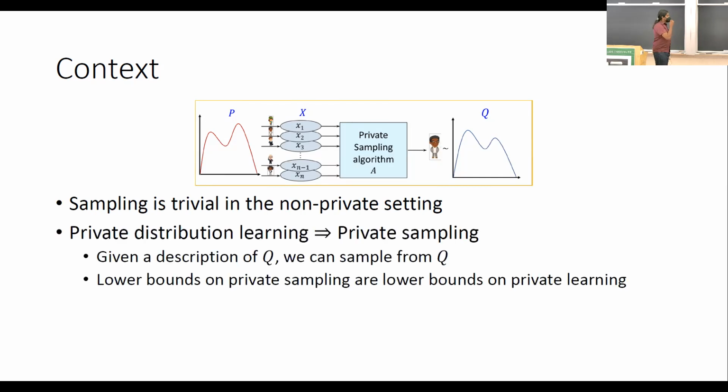And the second thing I want to point out is that this problem is sort of easier than private distribution learning, which is if you can privately generate a description of a distribution that's close to your population distribution P, then you can just sample from it, and that's differentially private by post-processing. And what this means is that lower bounds in private sampling are lower bounds in private learning.